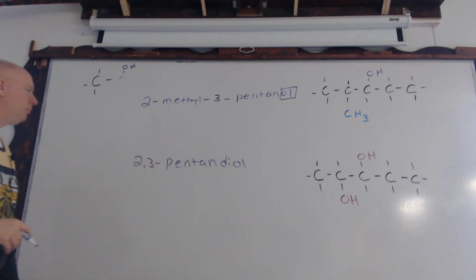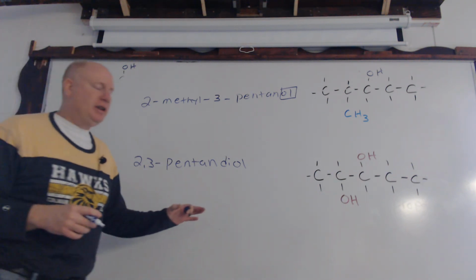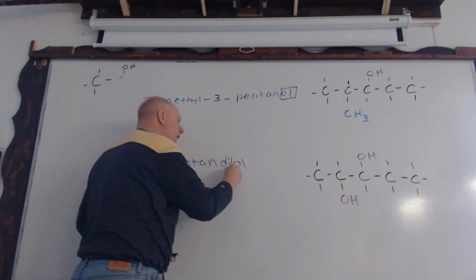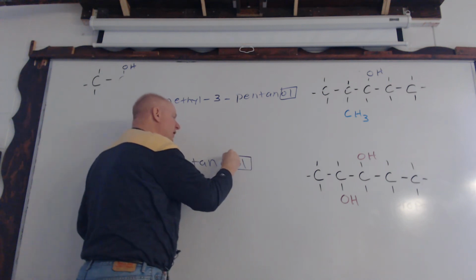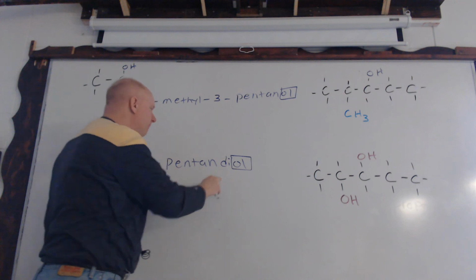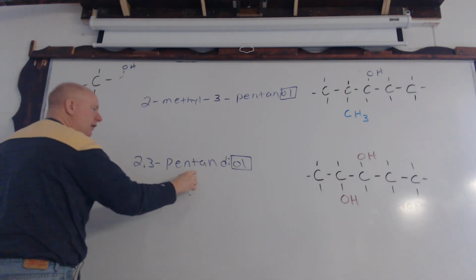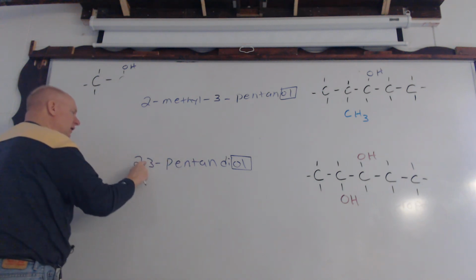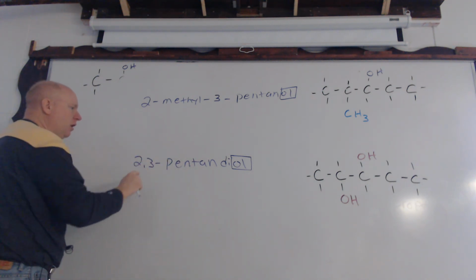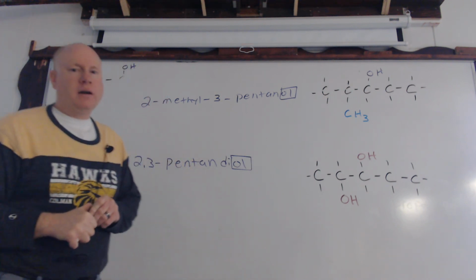Okay? 2,3-pentanediol. Okay? So what this means, we still have our organic family is an alcohol. This is telling you that you've got 2 of them, all right? And then this is telling you it's 5 carbons in length, just like it always has. And in this case, it's telling you on the second and third carbons, we've got those OH groups. All right.